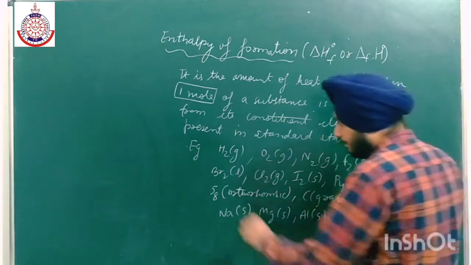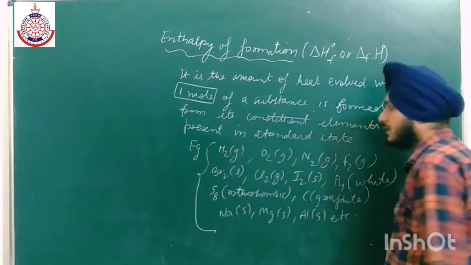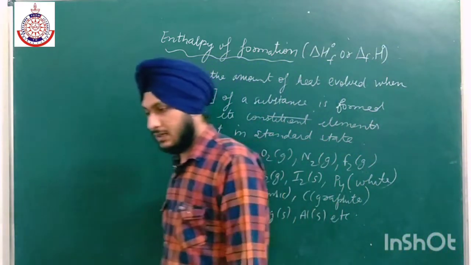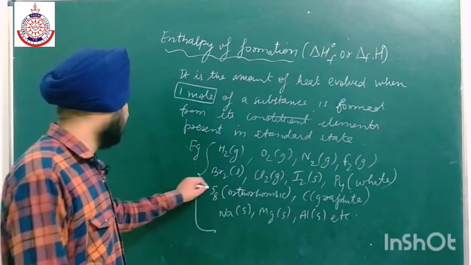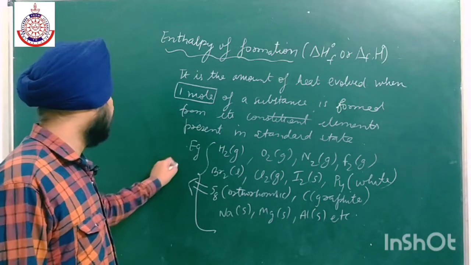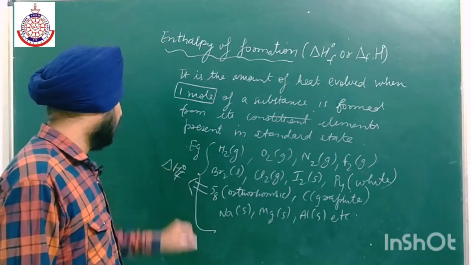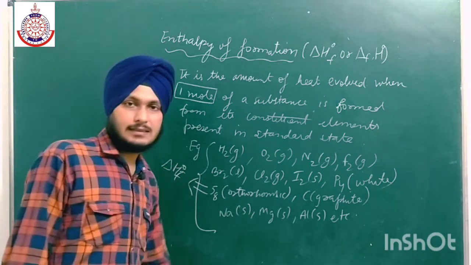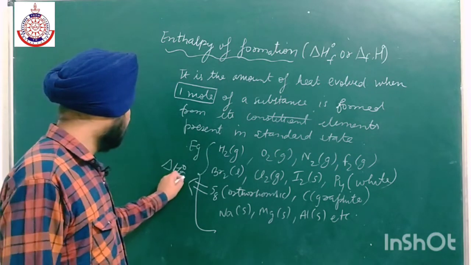So the delta HF naught of all these elements is taken to be 0. Delta HF naught of any element present in its standard state is taken to be 0.